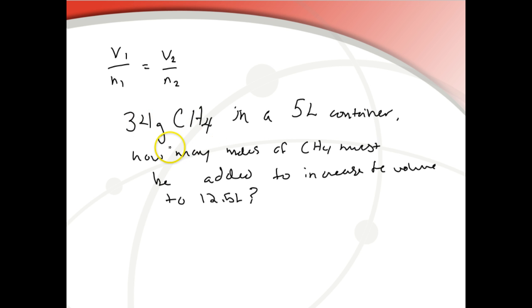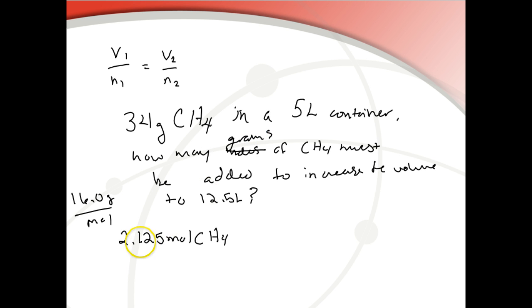We've got 34 grams of methane. The molar mass of methane is 16.0 grams per mole. So we have to convert this to moles first. We take 34 divided by 16, and we get 2.125 moles is what we start with. Now we can plug in and solve for the new amount of moles, okay? And actually we can even change this to how many grams of methane must be added in order to increase the volume to 12.5 liters.